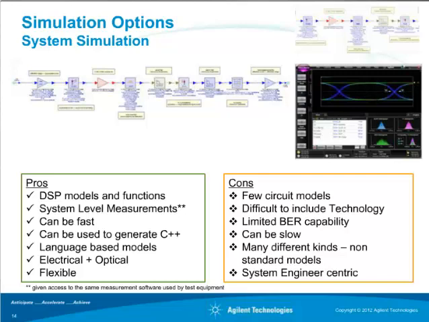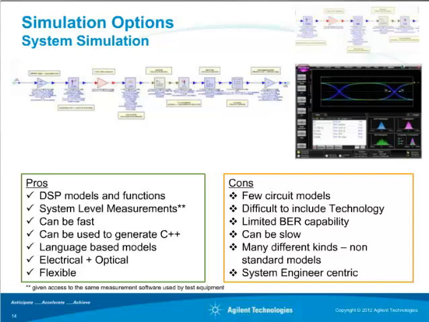So another class of simulator would be what I would generically call the system simulator here. This is generally a high-level engine, uses behavioral models. The good thing here is, yes, absolutely, we can do DSP modeling and implement DSP functions. We can do system-level measurements, typically in conjunction perhaps with measurement-related software. As you see here on this particular graphic, that's the Agilent DCA software.